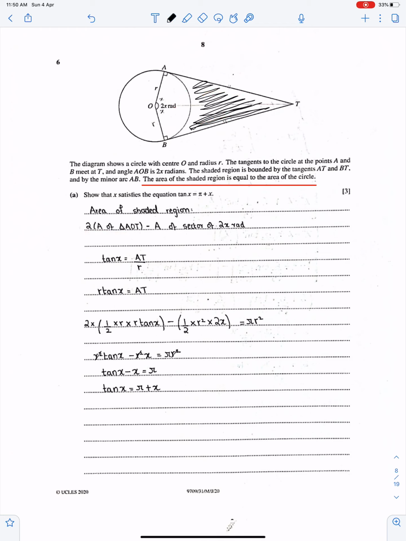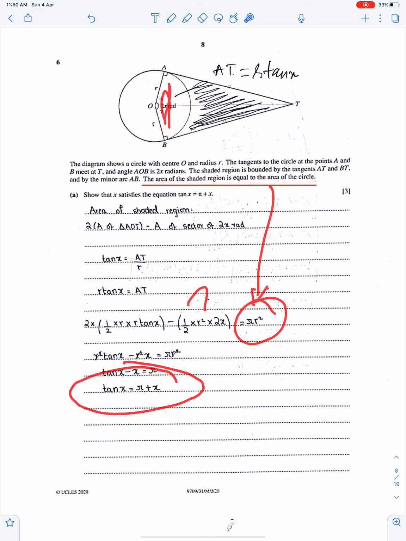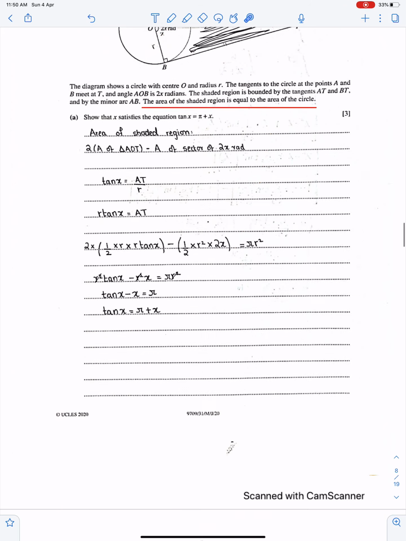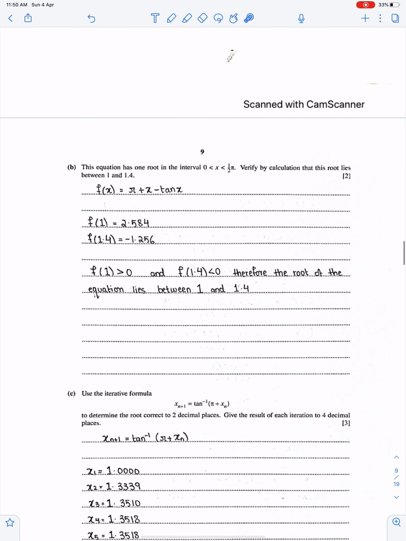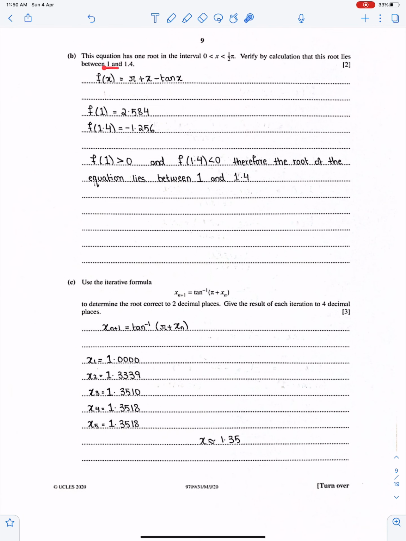But first we need to work for this length 80. For that we need to use tan in this triangle. So it must be r tan x. It's here. So 2 times area of this triangle minus area of this sector is pi r square, area of circle, shown. This equation has one root, this one. So you have to equate this to 0 first equation, and then suppose this as f of x.